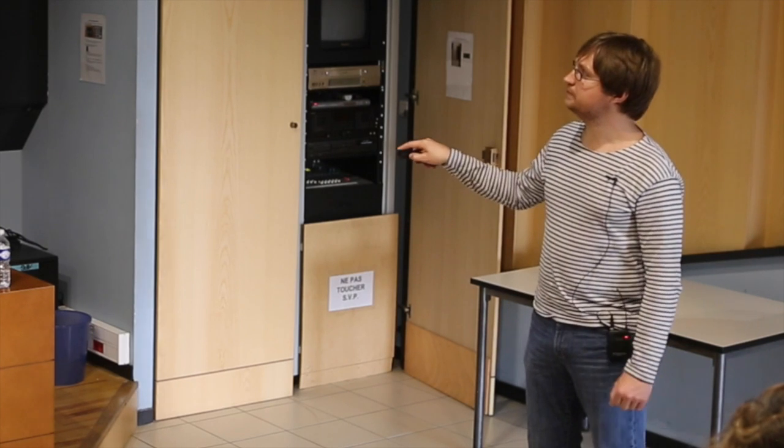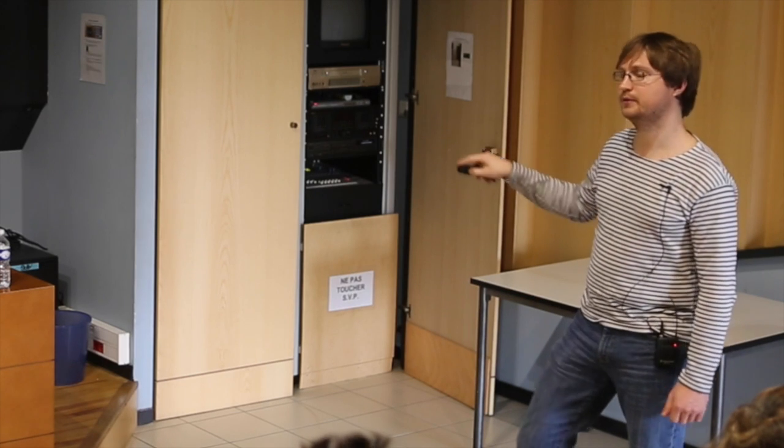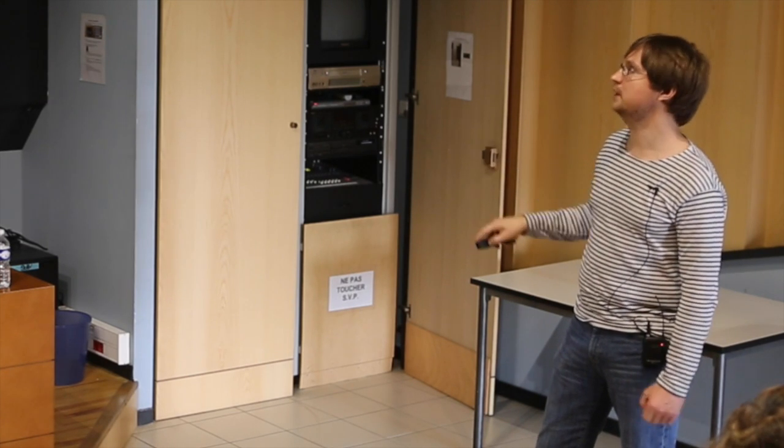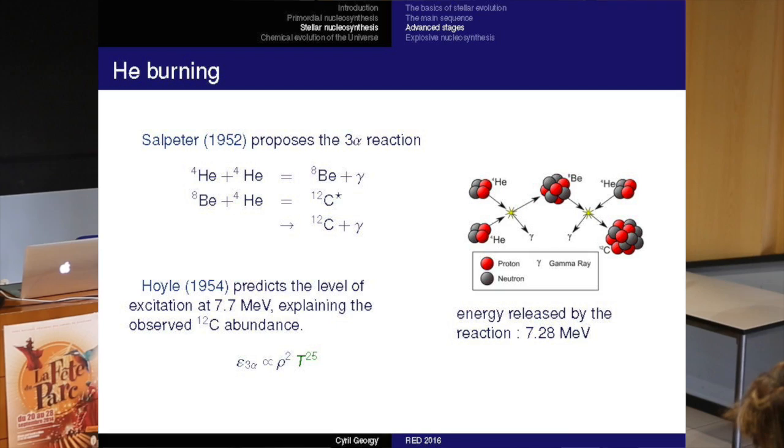And the energy released by the reaction is lower than what is produced during the hydrogen burning as well, meaning that you need more reactions to sustain the luminosity of the star, and this explains also why the duration of this phase is shorter than hydrogen burning. You need to burn your fuel more quickly in order to sustain the luminosity of the star.